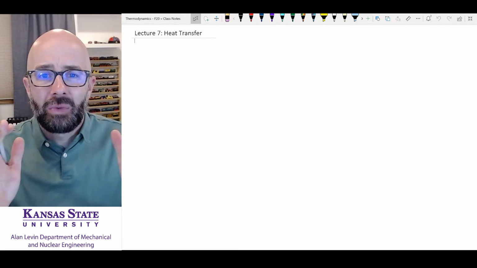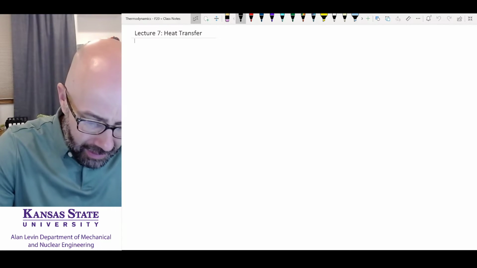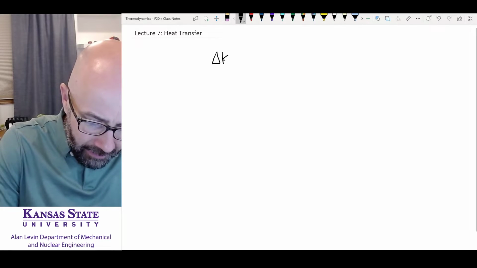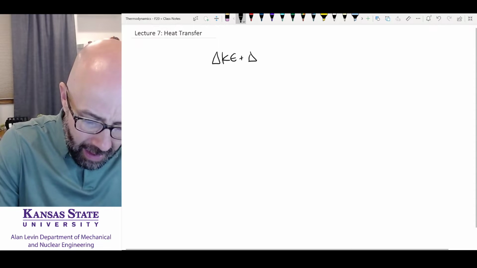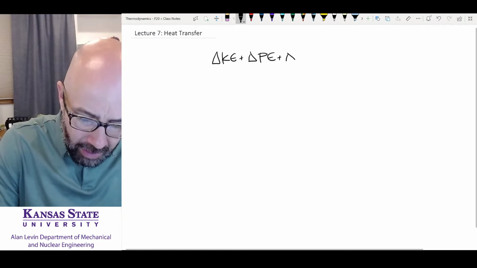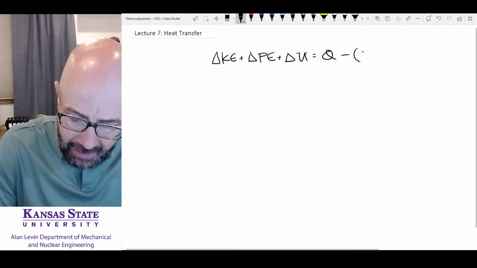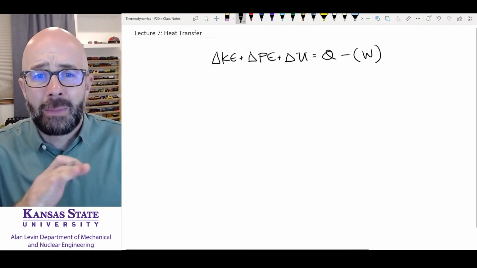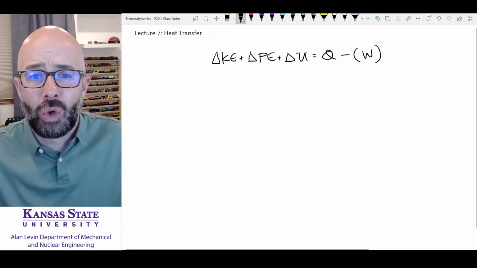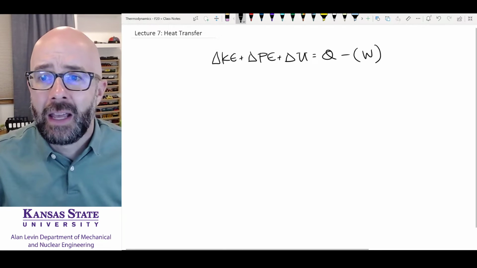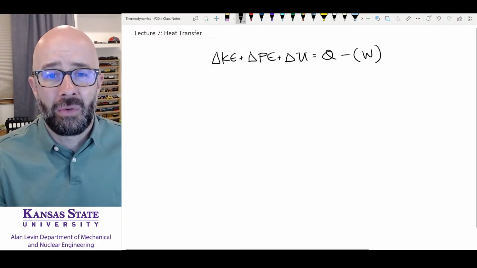Now let's go back to what we're talking about here. We have given you the first law of thermodynamics, remember? Delta KE plus delta PE plus delta U is equal to Q minus W. So we know that we have kinetic, potential, and internal energies. Everything stored is on the left-hand side, and then the transfer of energies is on the right-hand side, transferring energy by heat and by work.